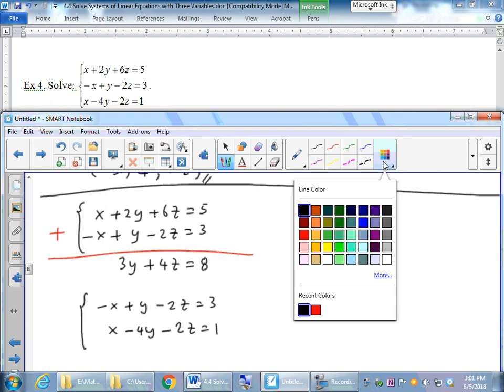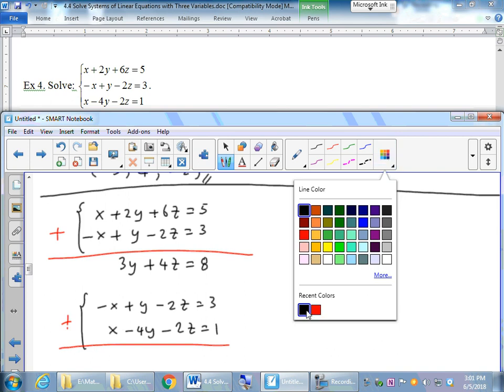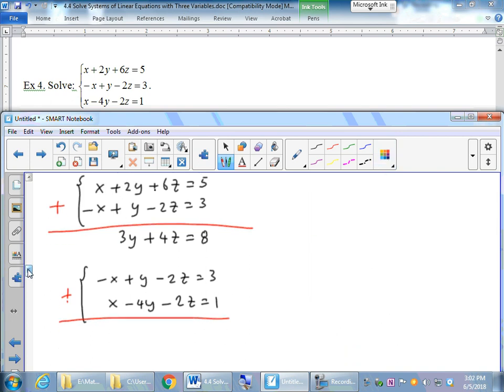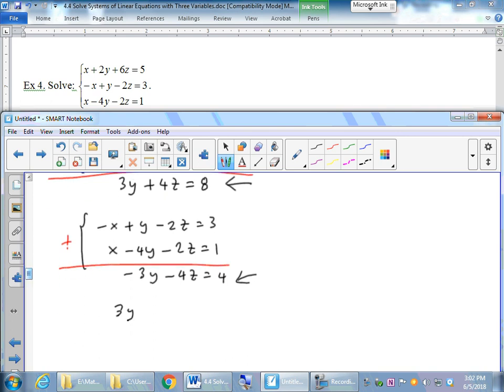Right? And right away I can add the equations to get the result. So this will be negative 3y minus 4z equal to 4. Now I can use the result from here and here to set up a system of equations, which is 3y plus 4z equal to 8 and negative 3y minus 4z equal to 4.